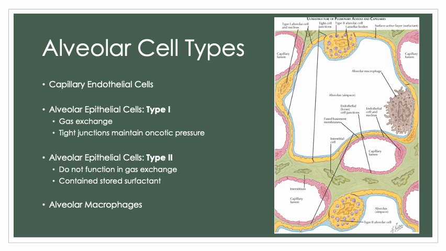So the different types of alveolar cells are listed here. Again, these are typically capillary endothelial cells. Type 1 alveolar epithelial cells are responsible for gas exchange and have tight junctions to maintain oncotic pressure. And then alveolar epithelial cells type 2 do not function in gas exchange, but they contain stored surfactant, which is really helpful for allowing the alveoli to remain open and participate in gas exchange. There's also alveolar macrophages.